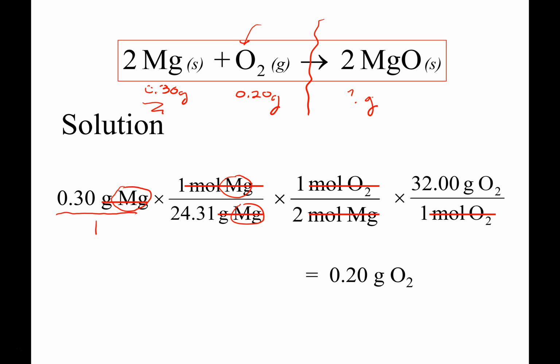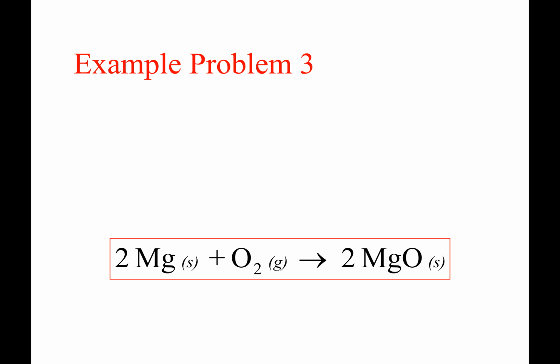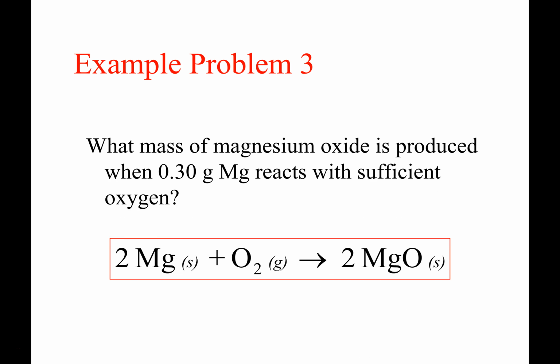Now, I've never asked you to do this on a test, because you can really just knock it out, but it's a good check. Let's go ahead and do it the long way, if that's okay. This is the follow-up question, and we have 0.30 grams of magnesium. With sufficient, all that means is we have lots of O2, more than enough to react with our magnesium. And the question is, what mass of magnesium oxide will be formed?